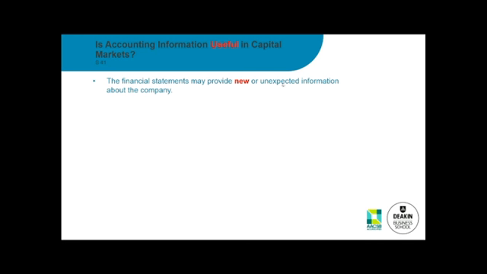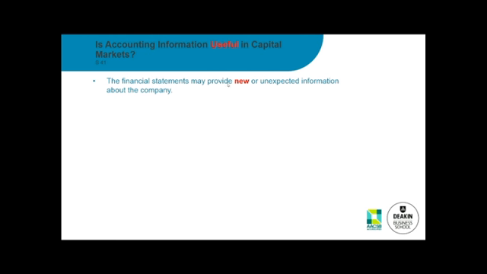All right, the next slide is on accounting information. How is it useful in the capital market? Well, the capital market will determine whether the information is useful or not, because we know that our capital markets are efficient, or they're supposed to be efficient. In other words, when information is released, the share price gets adjusted instantaneously.